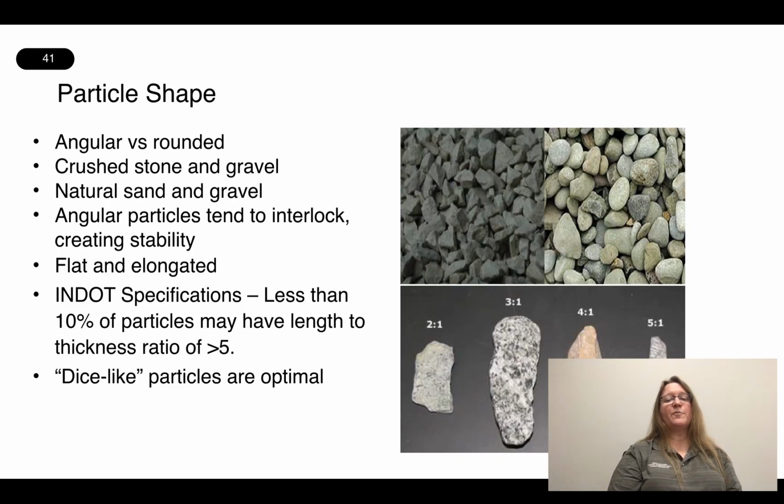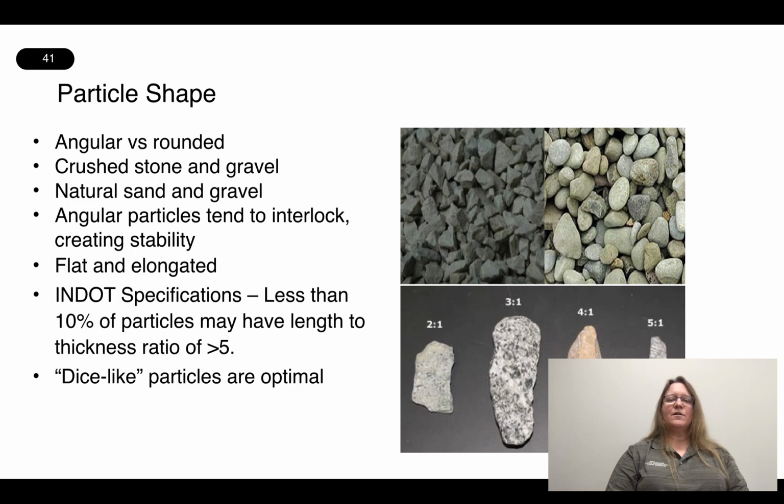And so in terms of particle shape, you can see here in the pictures, you've got more of an angular shape there at the top left, and you've got a rounded shape. When gravel comes out of a stream, it's tossed around and rounded down into those smooth particles you see there on the right. And then you also have crushed stone and gravel. What you would see there on the top left would be more of a crushed look rather than a rounded look.